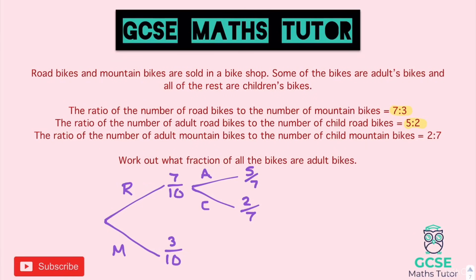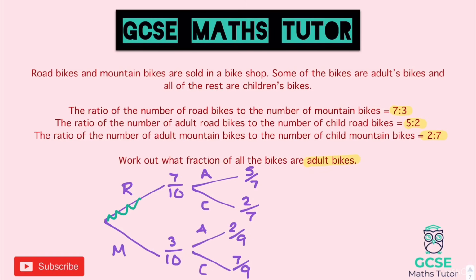There we go, and then moving on to the mountain bikes, our ratio there for, let's have a look, adult to child is 2:7, so that's out of 9. So we've got adult and child. There we go, so we've got 2 out of 9 for the adult and 7 out of 9 for the child. There we go, it says work out what fraction of all the bikes are adult bikes. So obviously we've got the adult mountain bikes and the adult road bikes, so we'll work them out separately and let's see what we get.